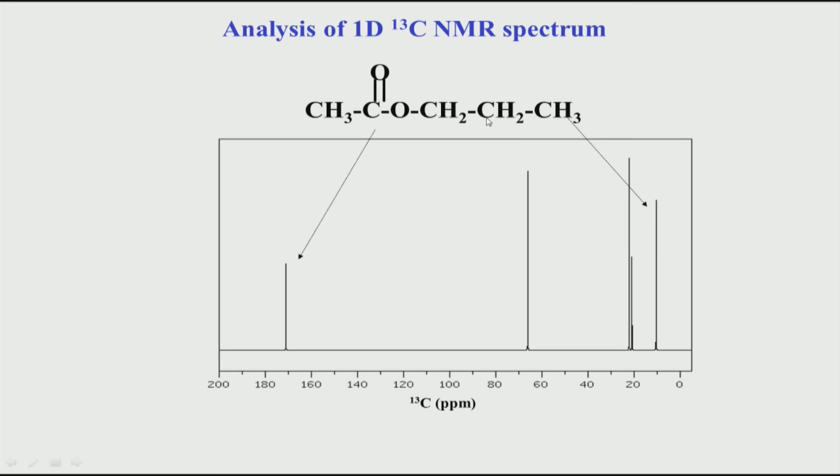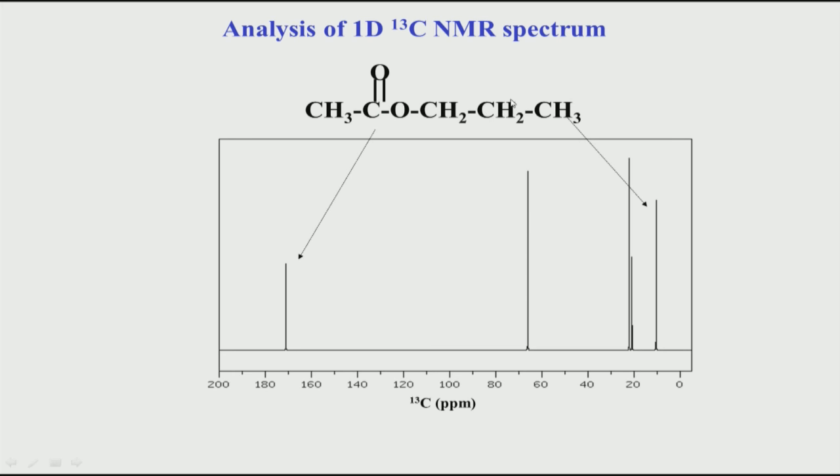This CH2 is closer to the functional group, but this CH3 is also coming close to it. So there are two peaks which are very close to each other, which means one of them corresponds to this CH2 carbon, and the other peak corresponds to this carbon. Why are we saying this? Because the idea is that as you go away from the electronegative groups, the deshielding effect reduces.